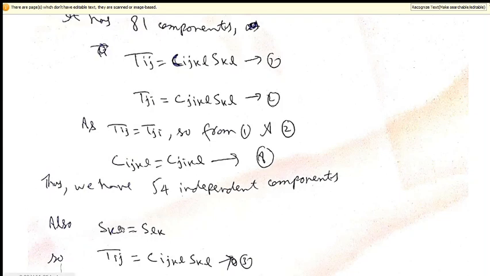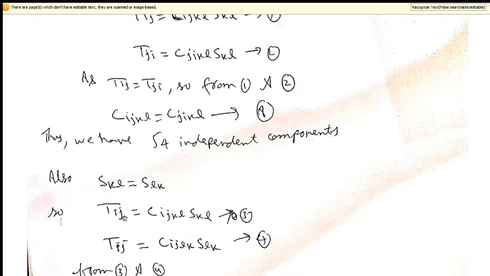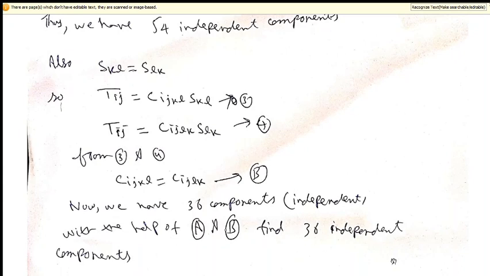And also we know that strain is symmetric. That means Skl equals Slk. You have this equation, and you can write it by changing k and l, Tij equals Cijlk Slk. Now from 3 and 4, the left hand side is the same, so with the help of this, since we know that strain is symmetric, Cijkl equals Cijlk. Now we have 36 independent components.